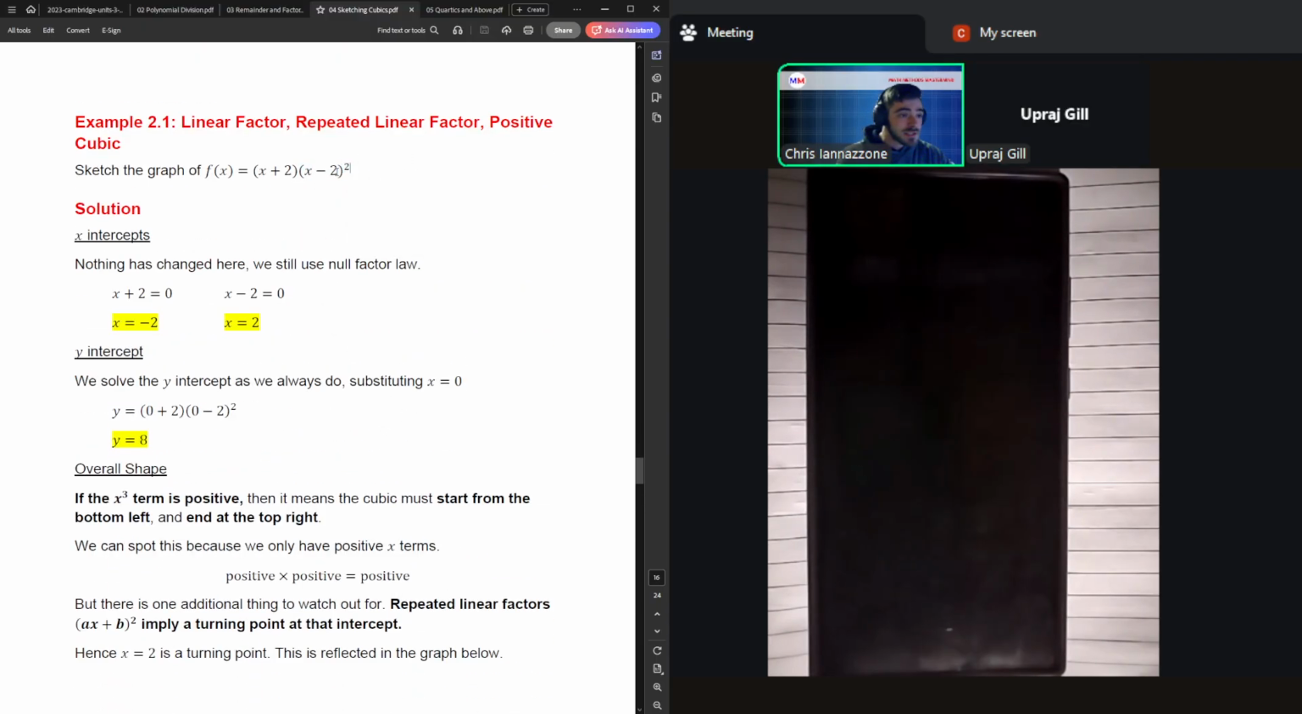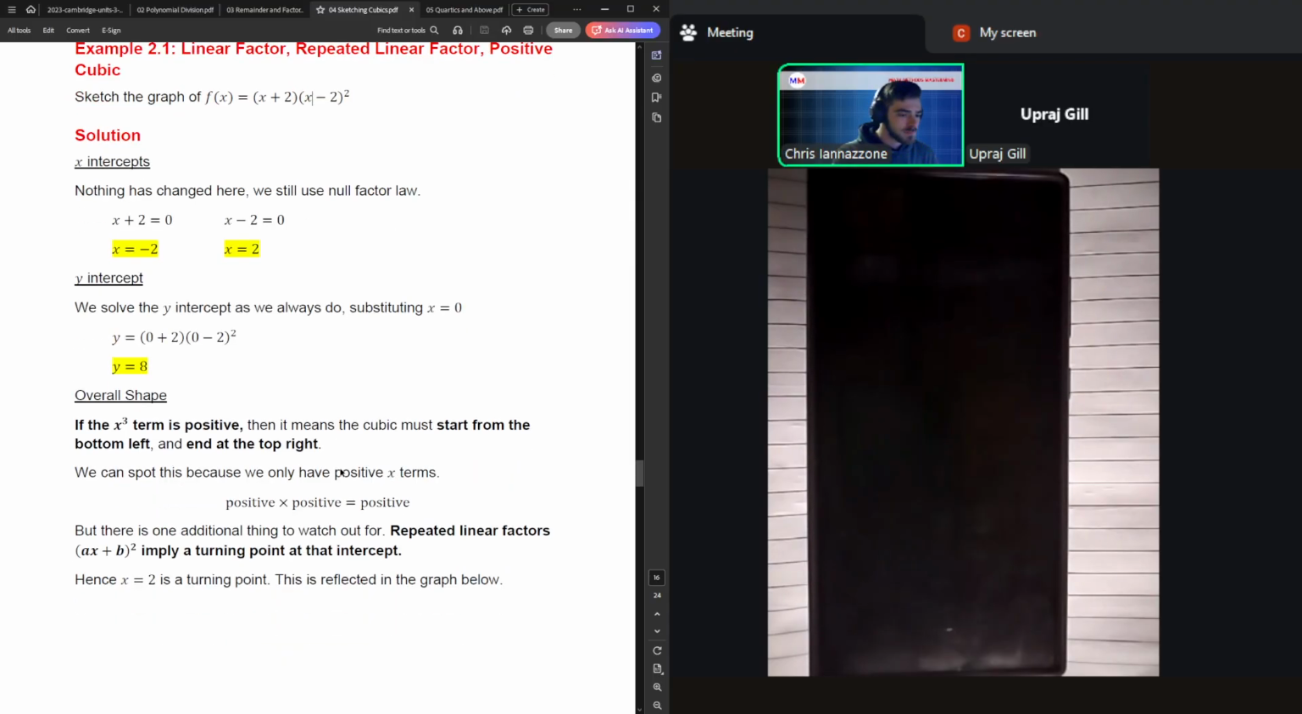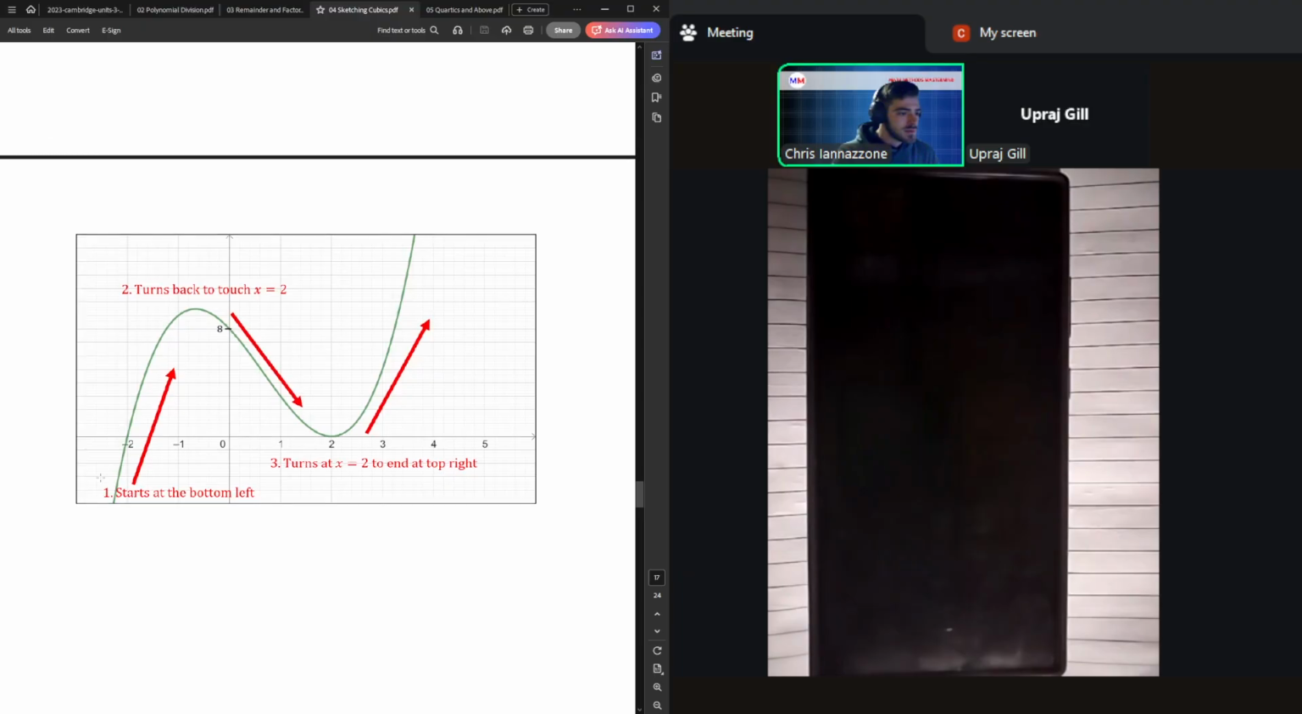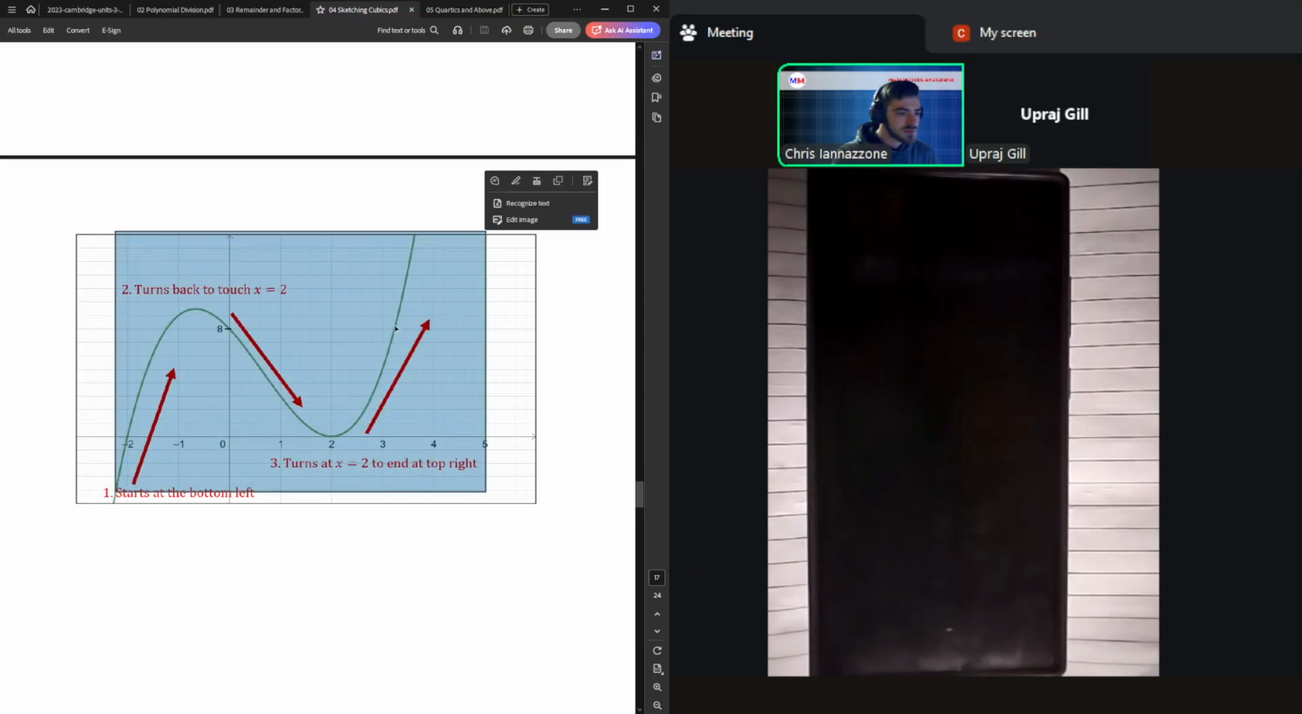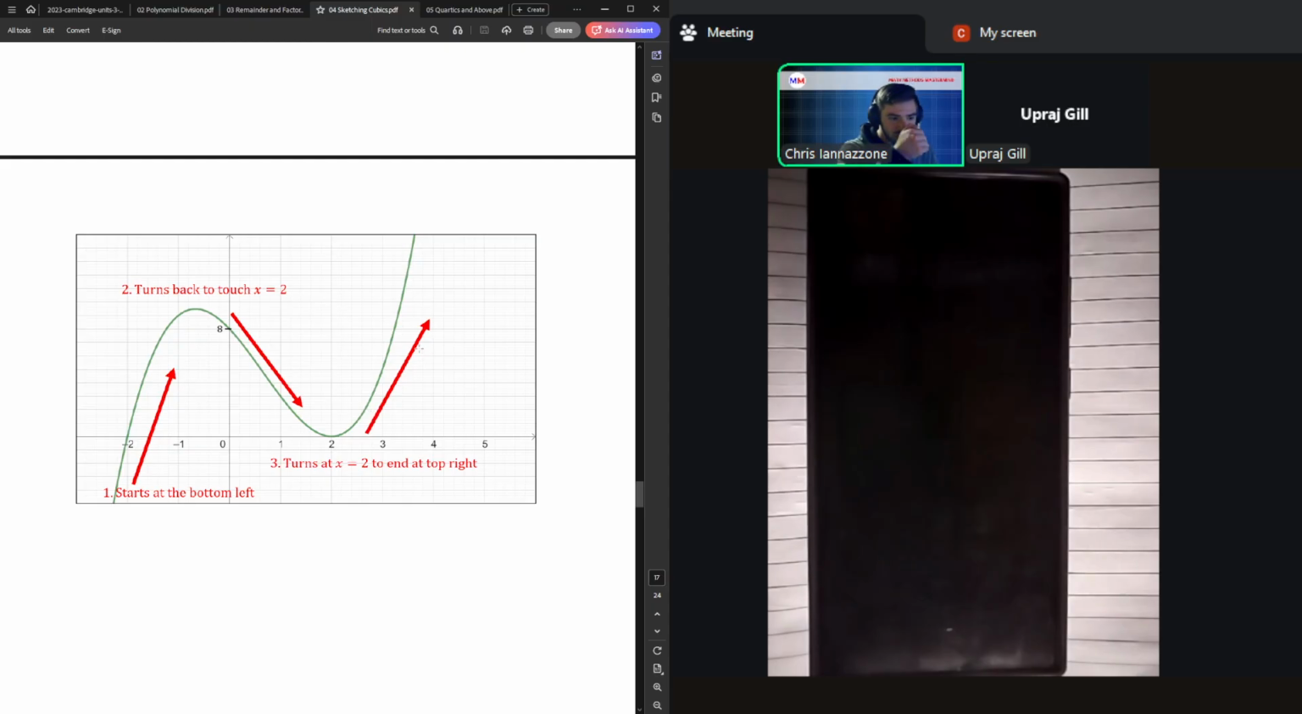If you have repeated linear factors, that means you have a linear squared. That's where you still get x-intercepts out of that null factor law, but the solution to the repeated linear is now a turning point. That's the only thing that changes. That, and when you're counting x's, this one now counts twice. So you've got an x here and another x in the same spot. Positive, so starts bottom left, ends top right, but you can see now that we actually turn on x equals 2. So I guess that's one way where you can get an easy turning point.